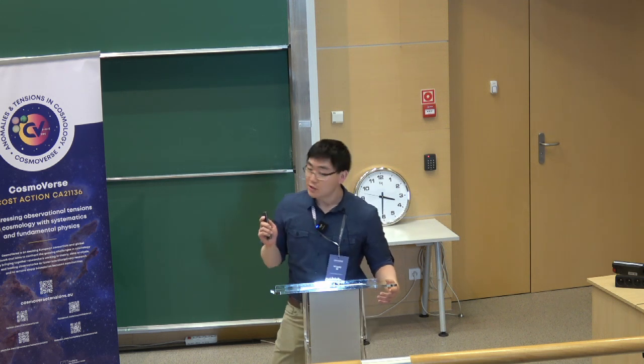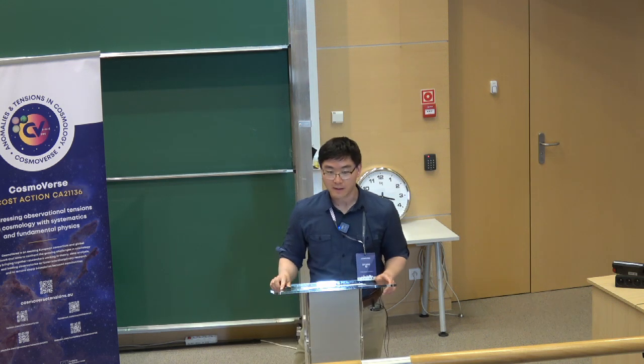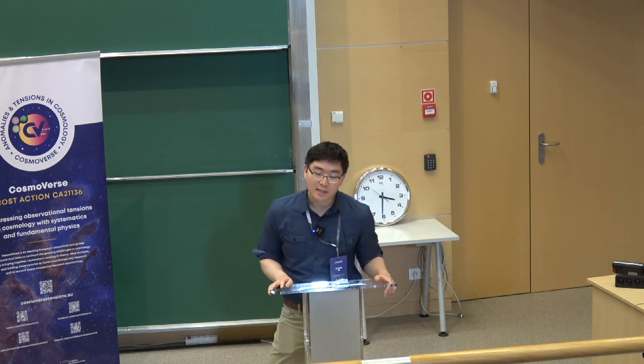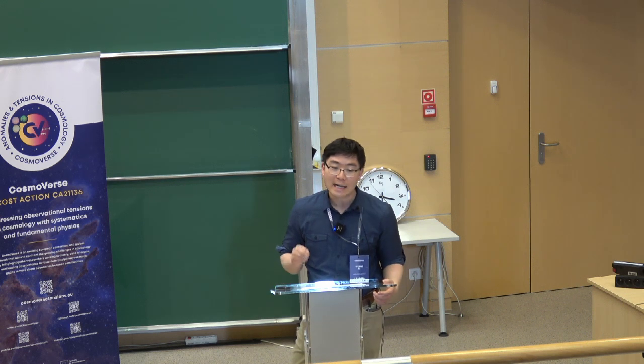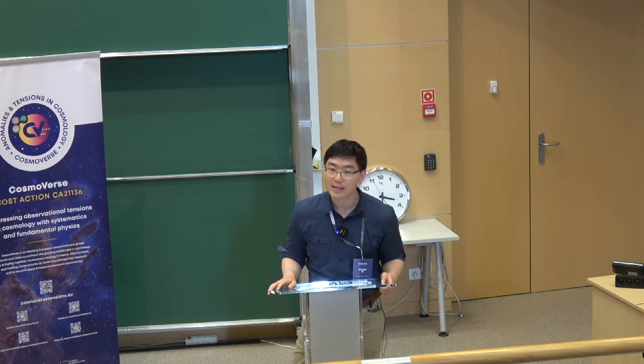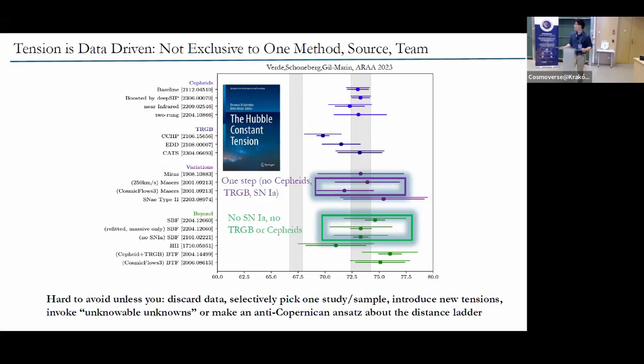So next I wanted to show a plot from the review paper by Verde showing the state of the tension in different measurements. I do want to note that the tension is data-driven and is not exclusive to any one method, source, or team. As you can see here, there are many points that are in tension. It's very difficult to resolve the tension on the direct measurement side without discarding data, picking one study over another, introducing anti-Copernican ensembles, etc.